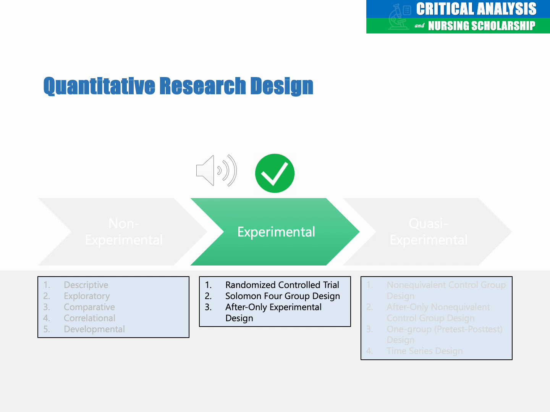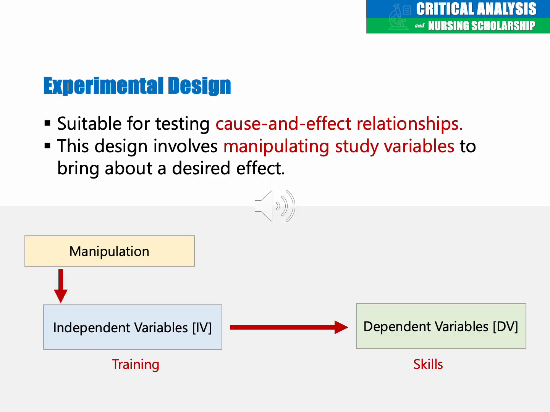Now let's focus our attention on experimental research design, which you might know as clinical trials in the healthcare setting. Experimental research design is considered the gold standard for determining the cause and effect relationship. Now, what is experimental research design? It is used when we want to understand cause and effect relationship. In other words, we want to know if changing one factor or variable causes a change in another variable.